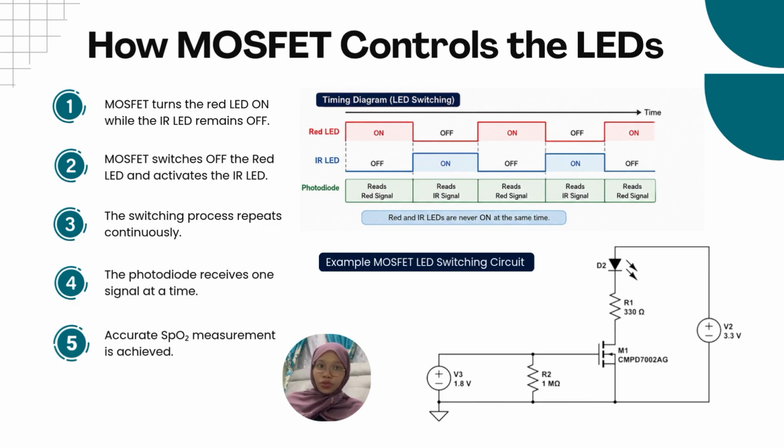patient's blood oxygen saturation. The simplified circuit shown below demonstrates the basic switching principle of the MOSFET. When a control voltage is applied to the MOSFET gate, current flows through the LED and it turns on. When the gate voltage is removed, the current stops and the LED turns off. In an actual pulse oximeter, the MOSFET performs this switching function repeatedly to control both the red and infrared LEDs efficiently while maintaining low power consumption and ensuring accurate measurements.